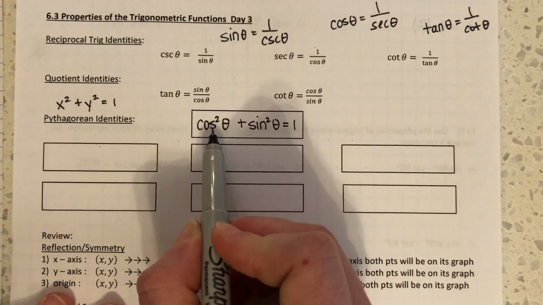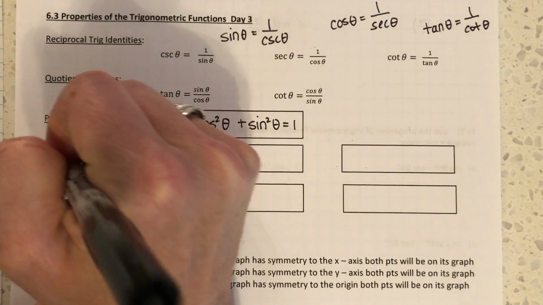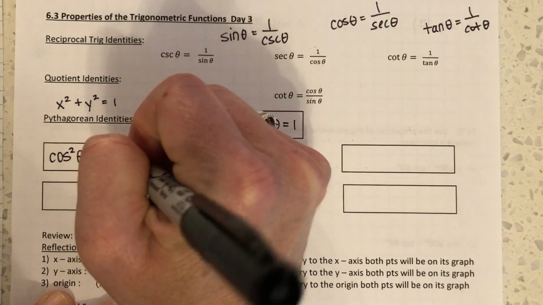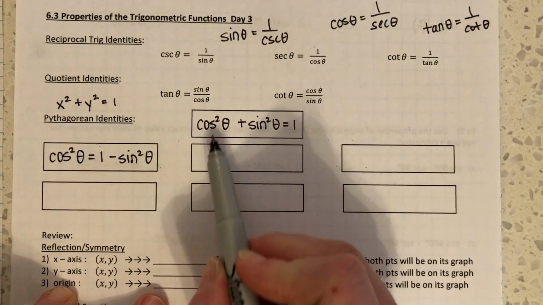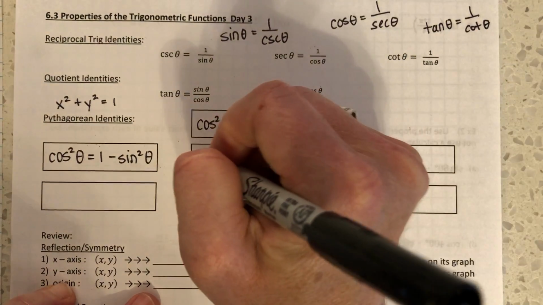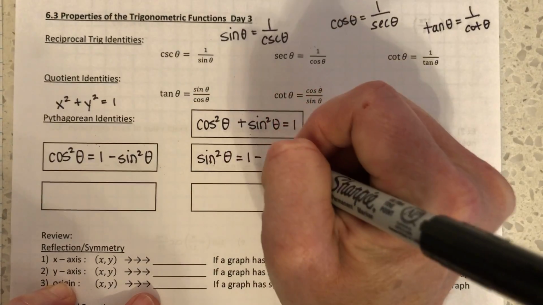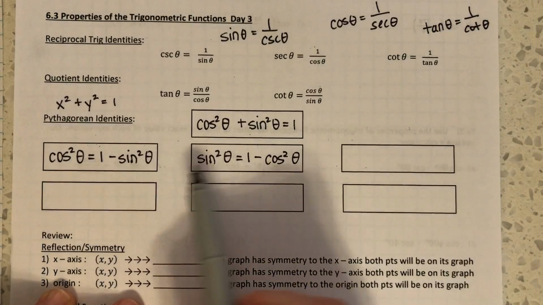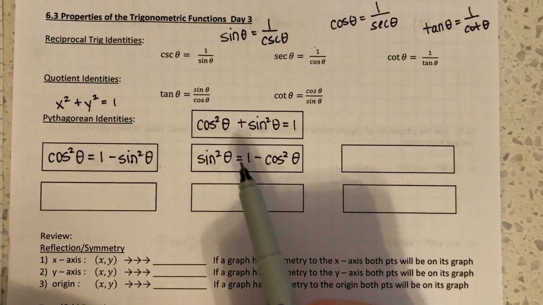First one is, if I got cosine squared theta by itself, I would minus it over. And now you have cosine squared theta equals 1 minus sine squared theta. All right, I could get sine squared theta by itself by minusing cosine squared theta away. And now you have sine squared theta equals 1 minus cosine squared theta. So these are statements of equality that can be interchanged in any math problem.